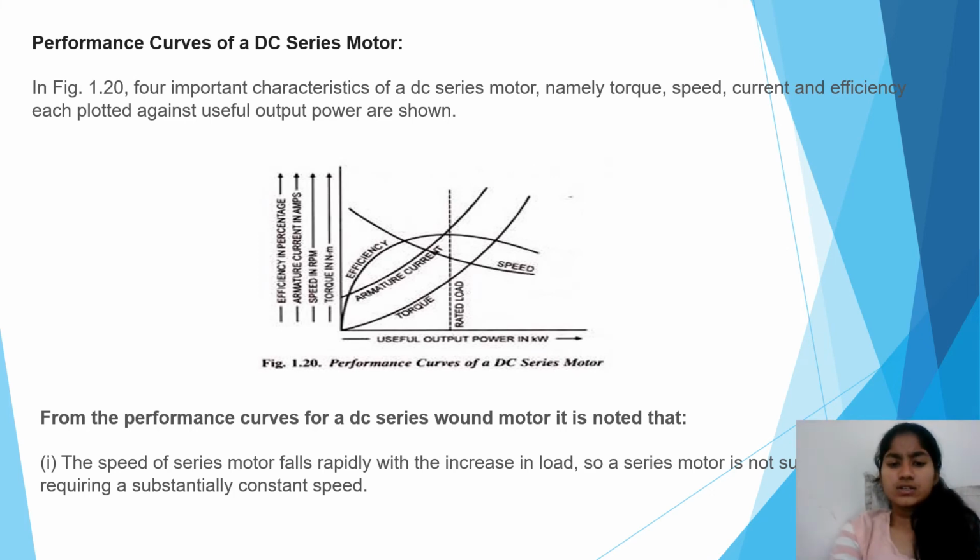Why does a DC series motor have high starting torque? The armature current Ia flows through the field winding. Flux phi produced in the motor is very high. The torque T of the DC series motor is proportional to the square of the armature current. So, a DC series motor has a high starting torque.